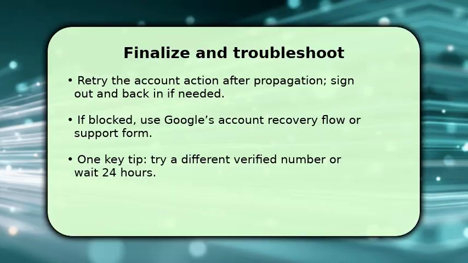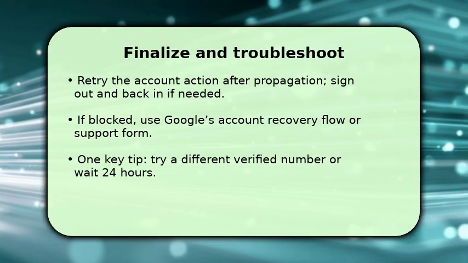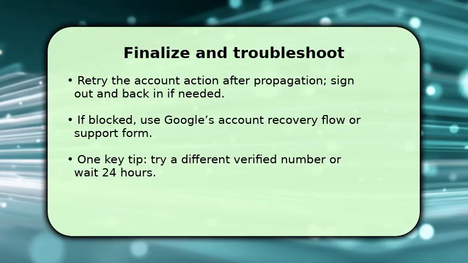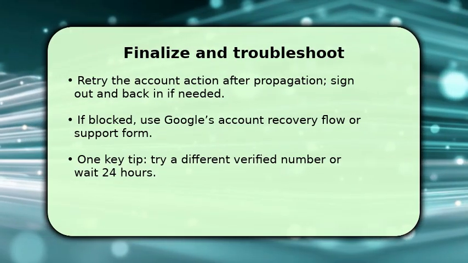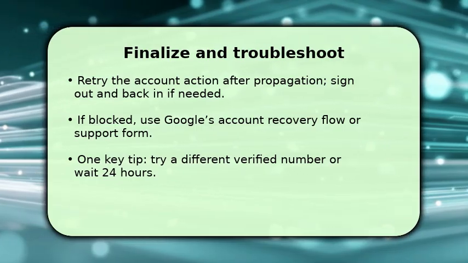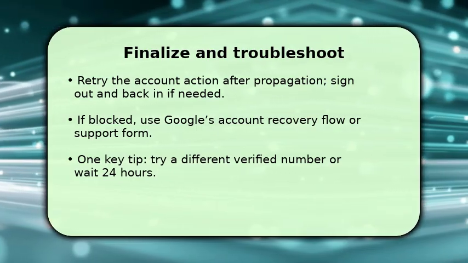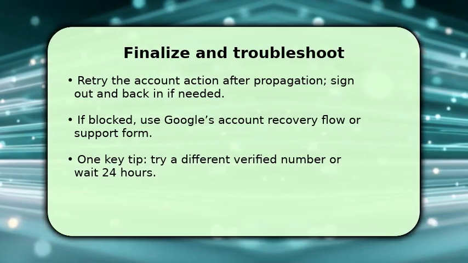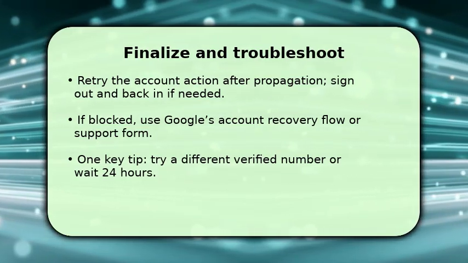If you still see the error, use Google's account recovery flow or the in-account support options. These escalate limits. As a troubleshooting tip, switch to a different verified number or wait 24 hours, since temporary throttles often clear. If all else fails, document timestamps and error messages before contacting support so they can act faster.